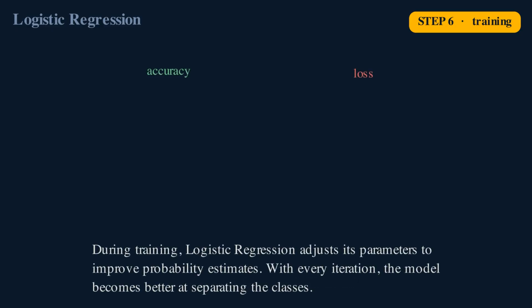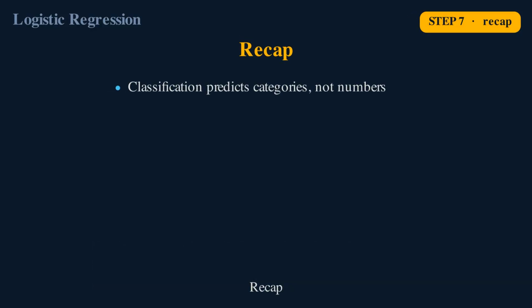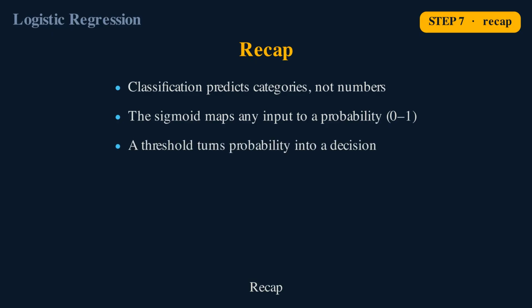During training, logistic regression adjusts its parameters to improve probability estimates. With every iteration, the model becomes better at separating the classes. Let's recap. Classification predicts categories, not numbers. The sigmoid squashes any input into a probability. A threshold turns that probability into a decision, and in feature space that threshold is a decision boundary.